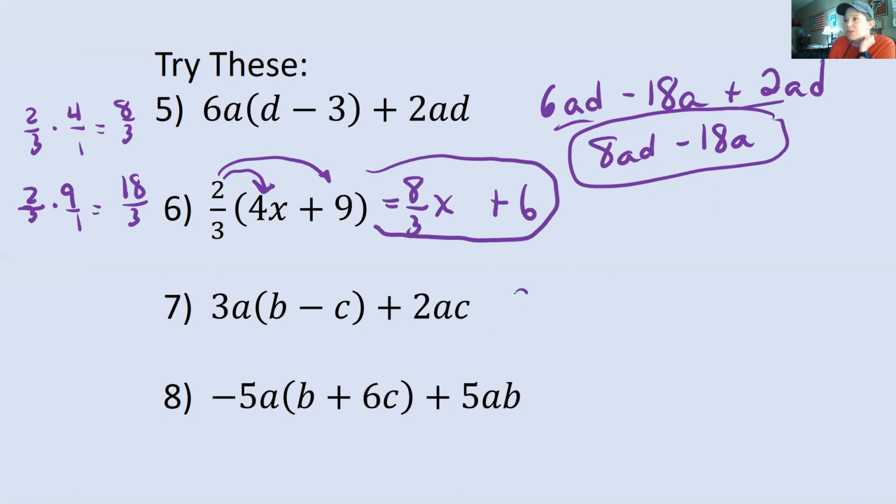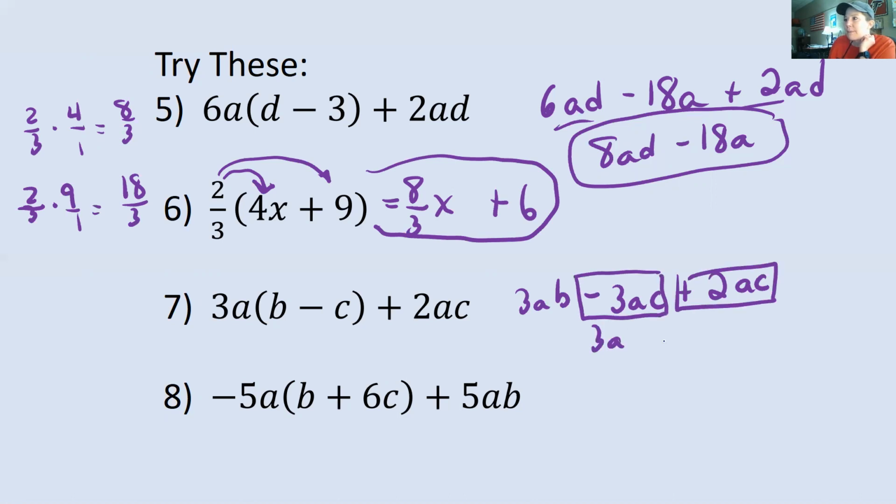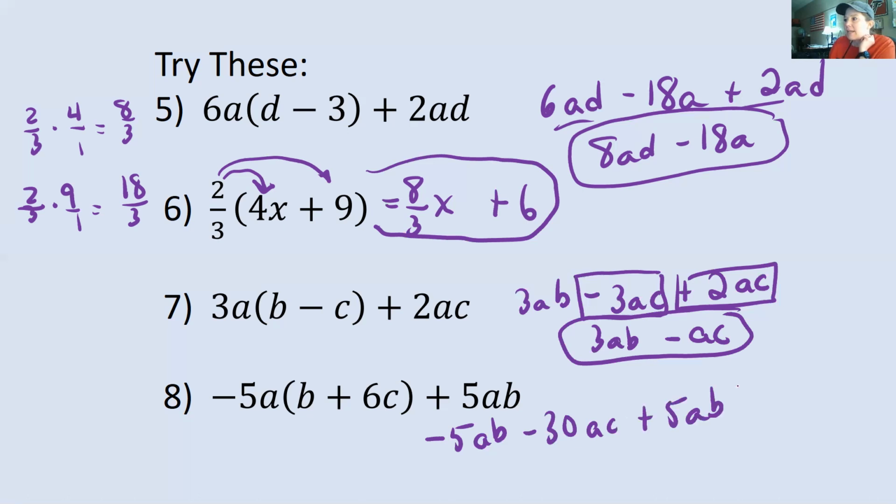All right, the next one is 3ab minus 3ac plus 2ac. And then we have like terms. So 3ab minus 1ac. And that's our final answer. And then we have negative 5ab minus 30ac plus 5ab. What happens to our positive 5ab and negative 5ab? They cancel, and this is our final answer.